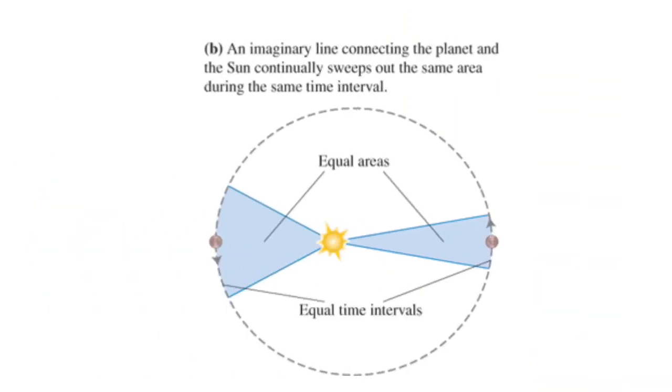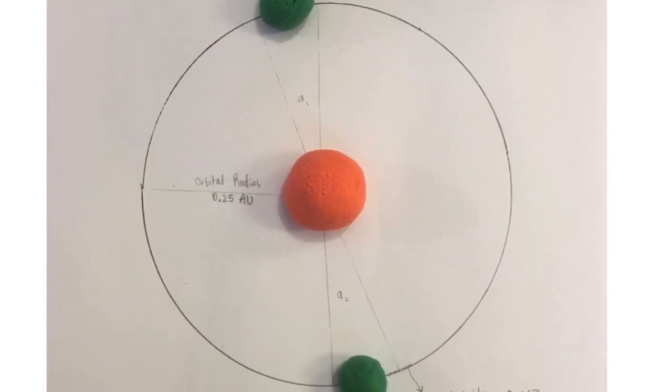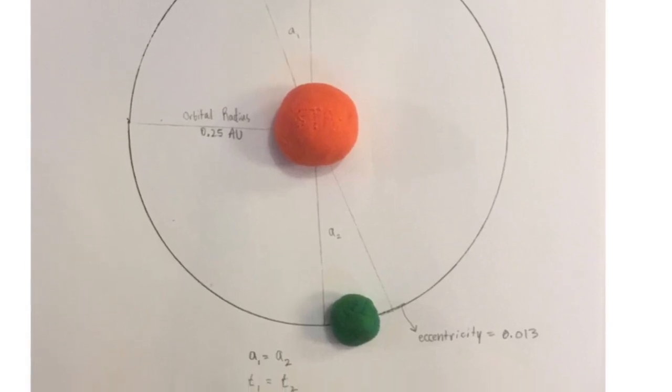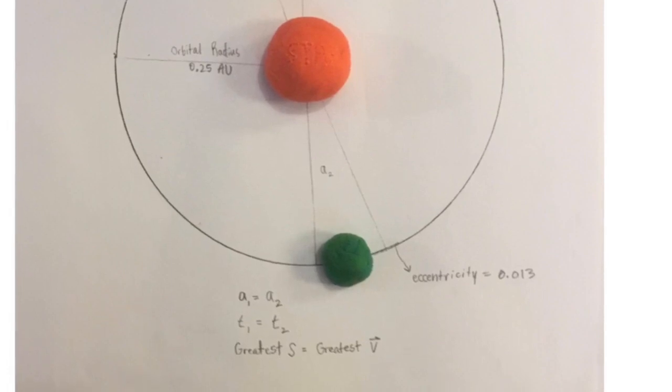Next, we will examine Kepler's second law of planetary motion, which states when a planet travels in an orbit, an imaginary line connecting the planet and the Sun continually sweeps out the same area during the same time interval. Here we are able to see that the areas and time intervals are equal, so Kepler-11f will have a slightly greater velocity at the arc whose length is slightly greater.